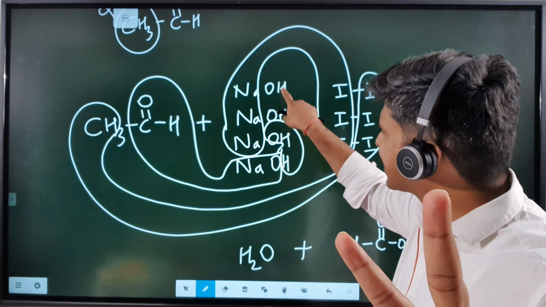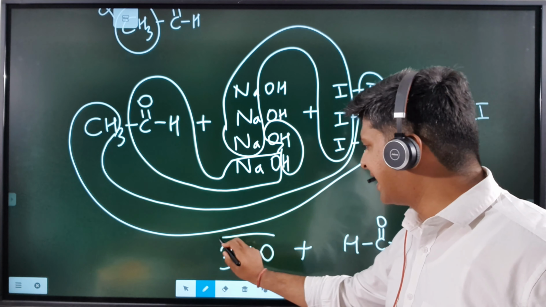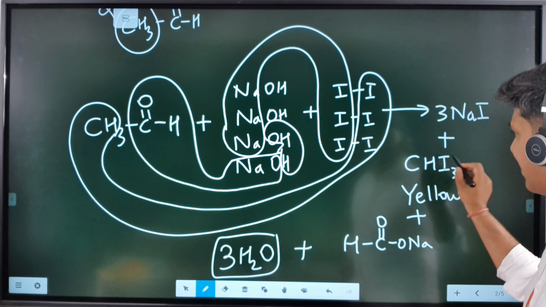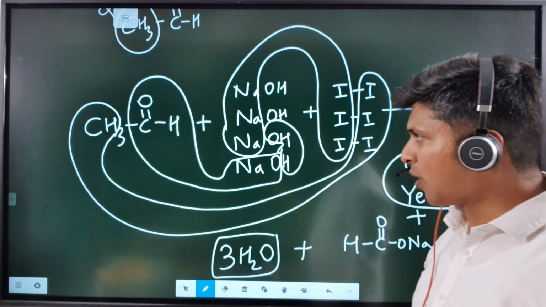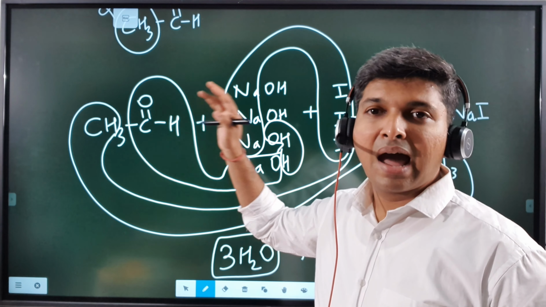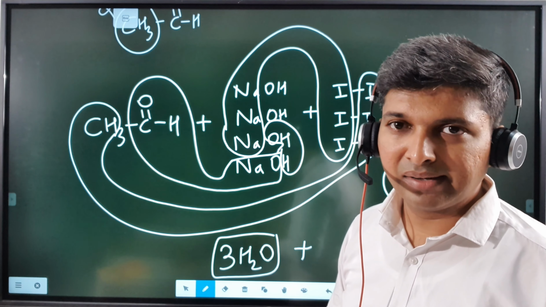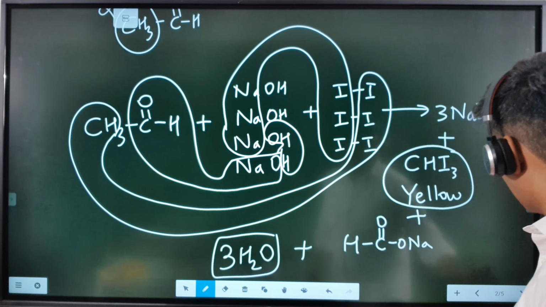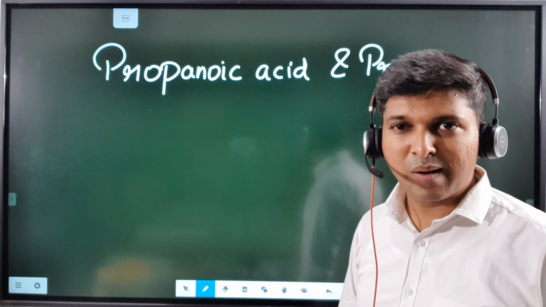These 2 hydrogens and 2 OH groups will combine to form 2 more water molecules, and hence you will get 3 water molecules over here. By the way, this is important. This yellow color of iodoform is important. That's how you will be able to distinguish between ethanol and propanol or any other compound which is not having an alpha methyl group. Now let's move on to the next distinguish between, that is propanoic acid and propanol.